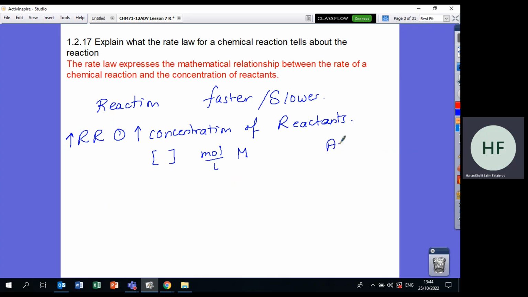For example, if you have a reaction A plus B gives me C plus D, I can increase the concentration of A and B to make the reaction faster. The second thing I can use is by increasing the temperature. Like if you are cooking in the kitchen and you want the food to cook faster, you increase the temperature.